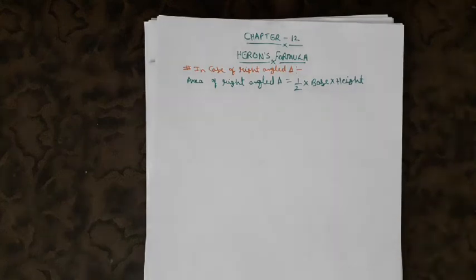Suppose you have a triangle with 3 different sides, then it would be a scalene triangle. We know there is a formula for the area of a scalene triangle, but that is not in our syllabus. So for that we'll use Heron's formula. Let us first understand some formulas. We'll recall some formulas that we have already learned.